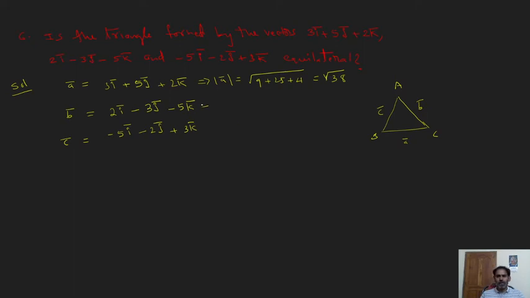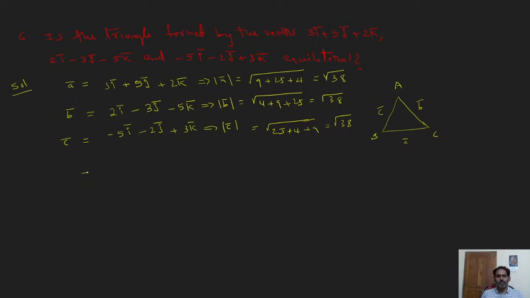Similarly, find the modulus of b bar: 4 plus 9 plus 25, same, root 38. Next, the modulus of c bar: 25 plus 4 plus 9, that also is root 38. So if you observe this, all lengths are equal, all sides are equal.